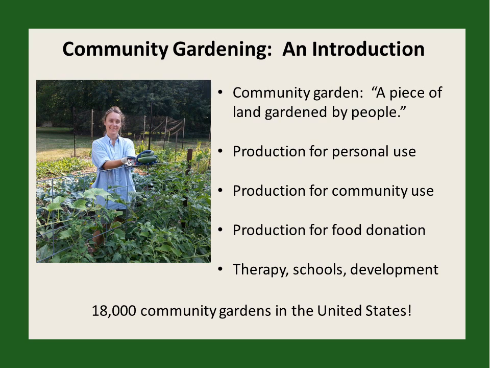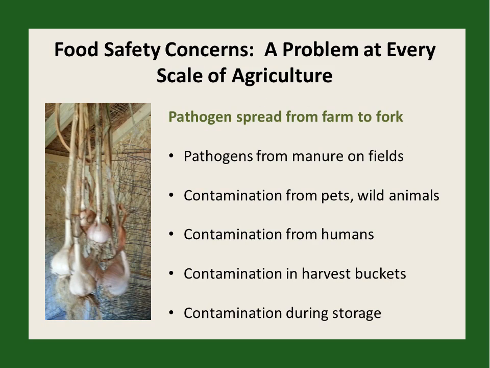Community gardening is exactly what the words imply, with groups of people coming together to garden a small or large plot of land, sometimes for personal use, sometimes for harvest by the community, and sometimes for harvest by volunteers who donate produce to local food pantries. Some gardens have a specific focus on providing therapy, providing education at a school, or providing community economic development. You might not know there are over 18,000 community gardens in the United States.